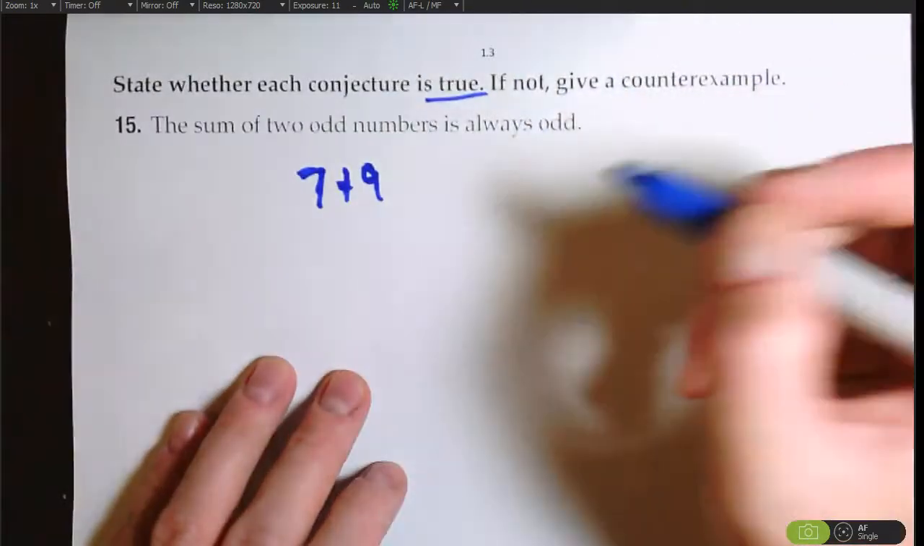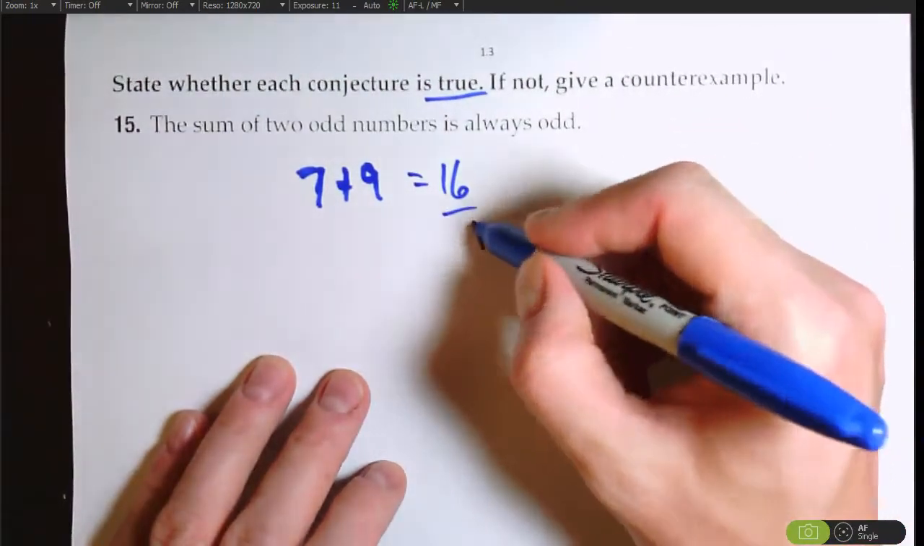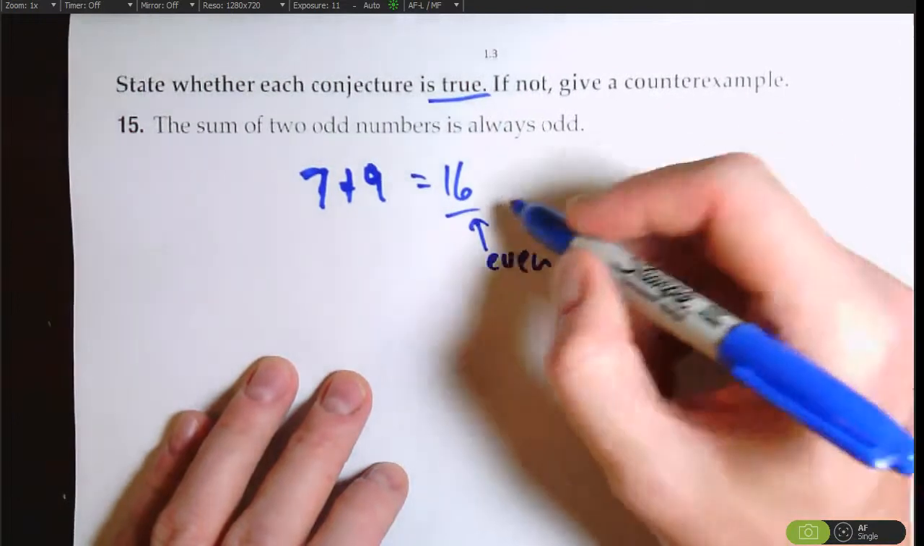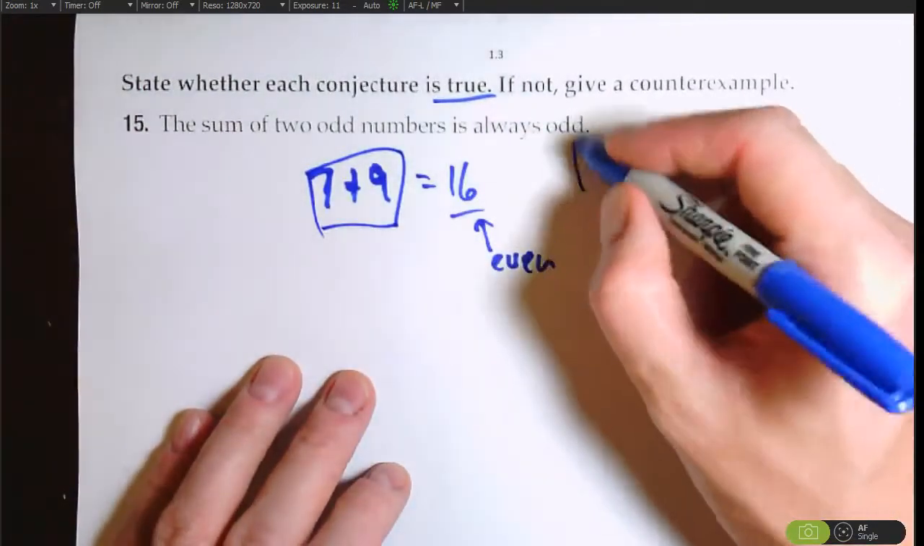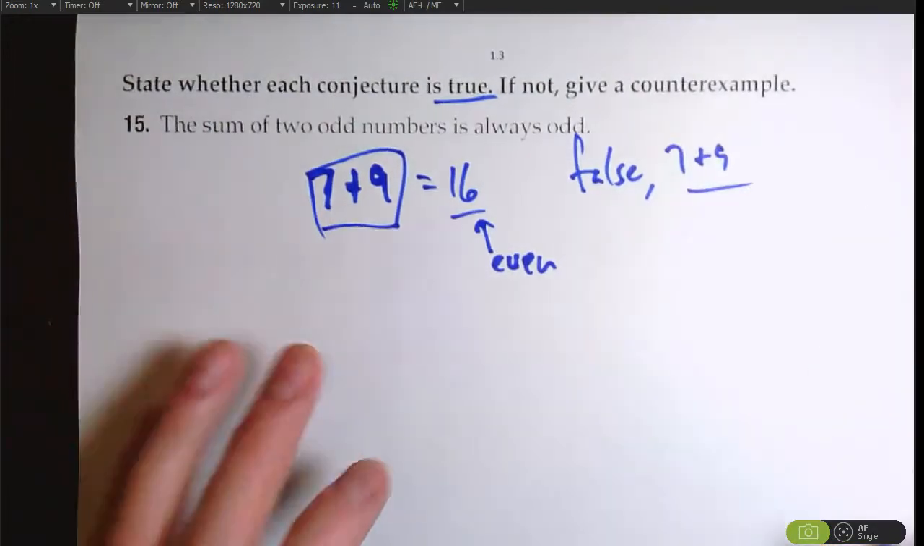Well, let's see. 7 plus 9 is 16. So, oh, that's even. So there's our counterexample. So it's false. 7 plus 9.